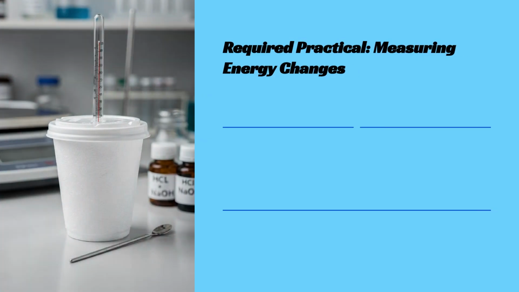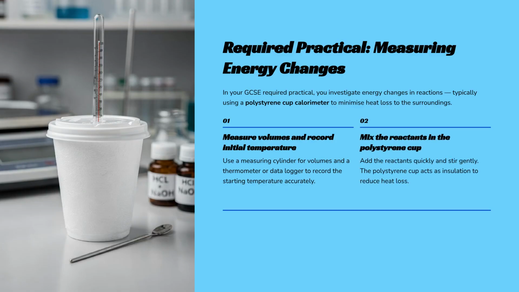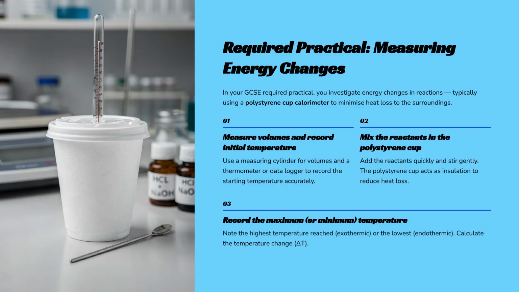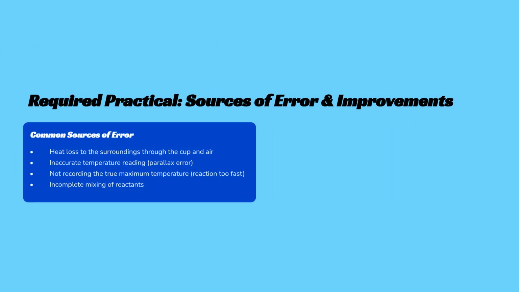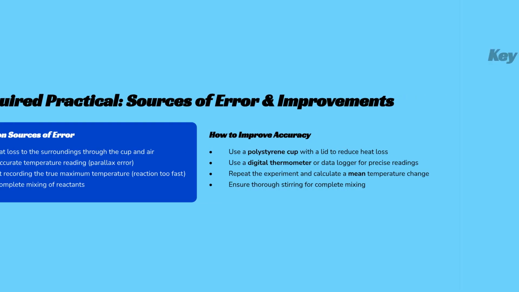In the required practical to measure energy changes, use a polystyrene cup calorimeter to minimize heat loss. Follow the steps. Measure volumes at initial temperature, mix reactants, record the maximum or minimum temperature, and calculate the temperature change. Common errors in the practical include heat loss and inaccurate temperature readings. Improve accuracy by using a polystyrene cup with a lid, a digital thermometer, and repeating the experiment to calculate a mean temperature change. Review these key definitions.